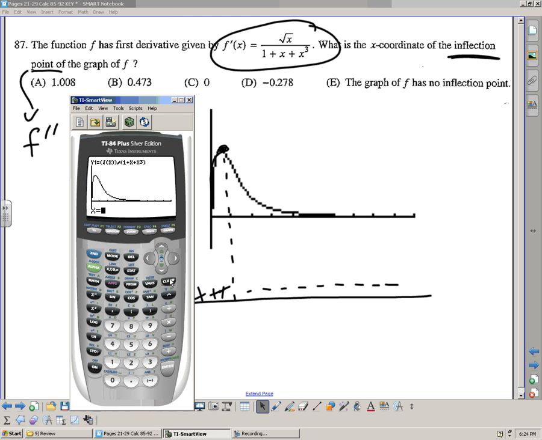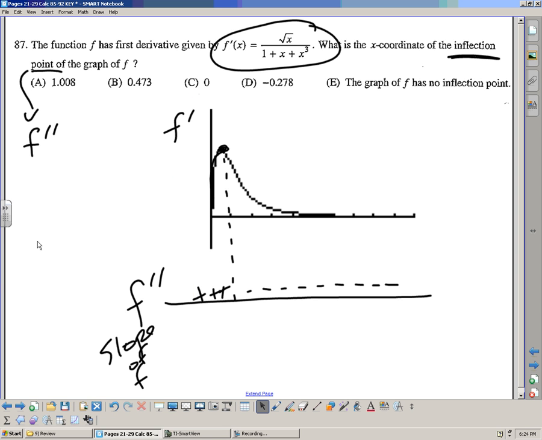I would honestly just hit trace on the calculator and see 1.008. Whoops. 1.008. Not the maximum. 0.473. That looks like the maximum. It's clearly not 0 and it's clearly not negative. So B is our answer.